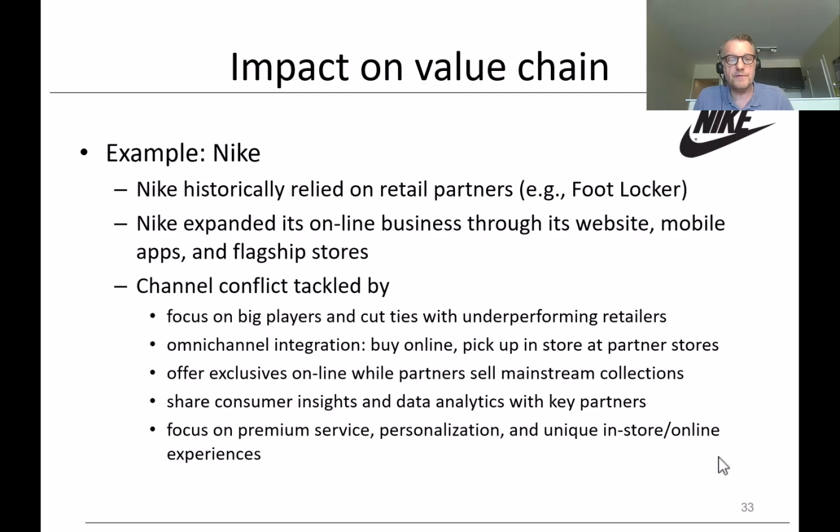Here you can see the example of Nike. Nike historically relied on retail partners. Like Foot Locker was a physical shop that was very popular and known and where you could buy Nike shoes. But all of a sudden, with the emergence of internet and e-business, Nike expanded its online business through its website. So people could buy Nike shoes online or through mobile apps or flagship stores. These are stores that typically Nike owns itself and where you have like a unique Nike experience for people that still want to shop physically.